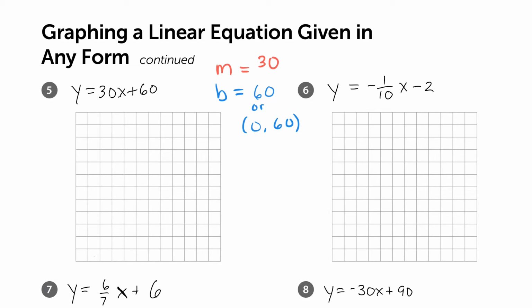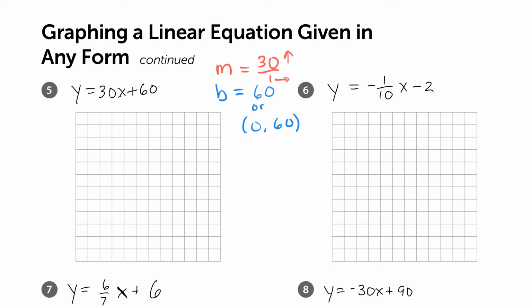So for my slope, what I need to do is turn this into a fraction. The way that we turn this into a fraction is by putting a 1 underneath. And then we work on, is this going up, down, left, or right? Well, the numerator is a +30, so that means it's going up. The denominator is +1, that means it's going towards the right. So it's going up and then to the right.